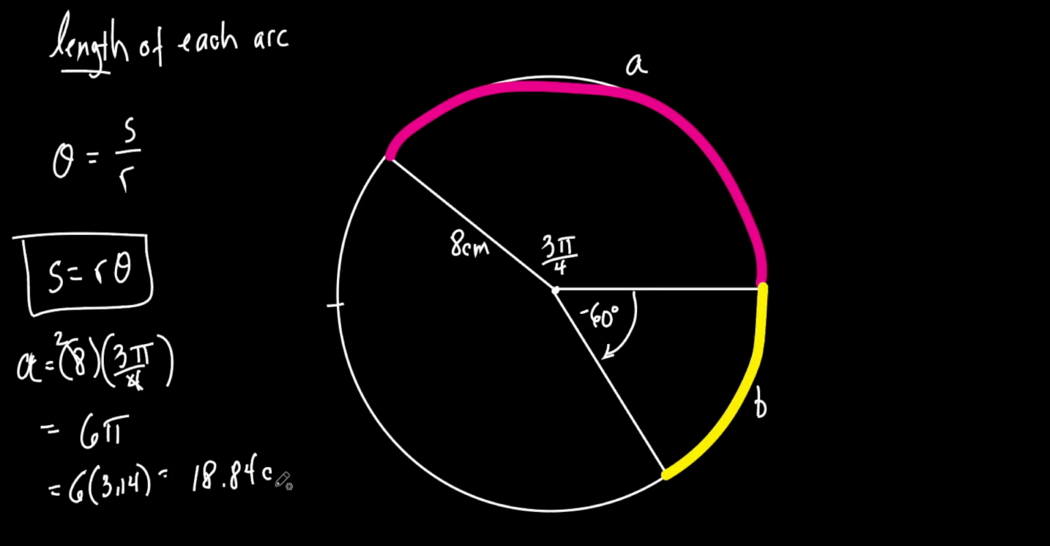And that's in centimeters. So what did we just find? What is that 18.84? It's the length of that pink arc. If I took a string and wrapped it from here to here, and stretched it out and measured it, then it would be 18.84. You understand what we're finding?